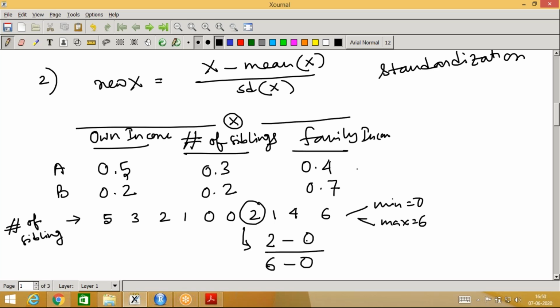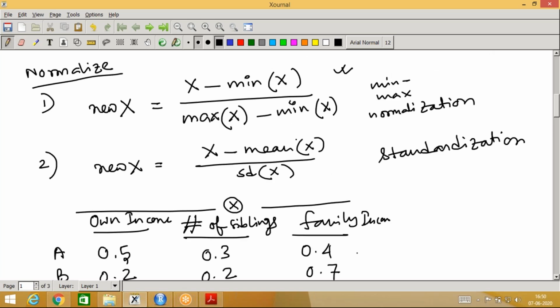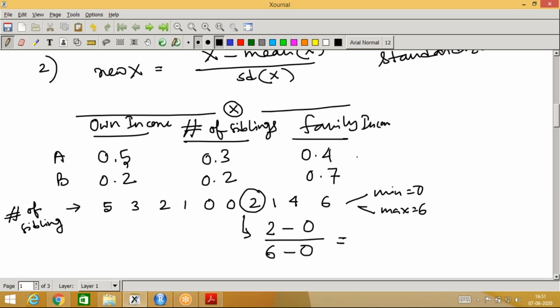So that's why 2 minus 0. If I do min max, the first type of normalization, x minus minimum of x divided by maximum of x minus minimum of x, so 2 minus 0 divided by 6 minus 0 comes up to be 0.33. This is not the number of siblings. This is the normalized value of the number of siblings. Got it, sir. Got it? Okay. Yes, sir. Thank you, sir.